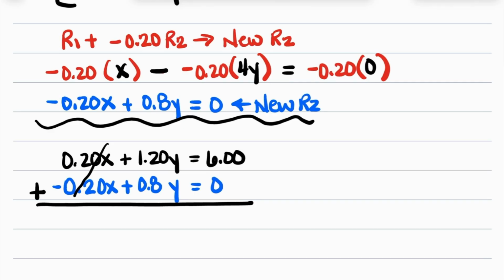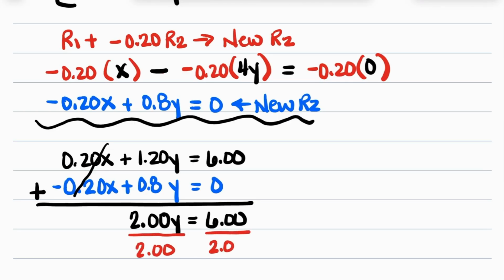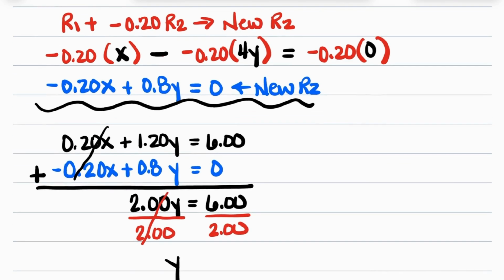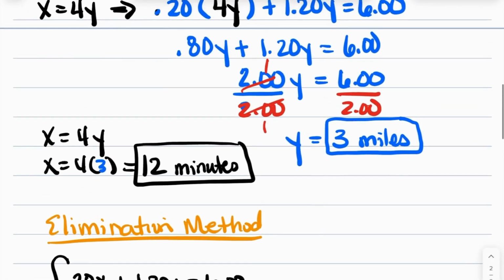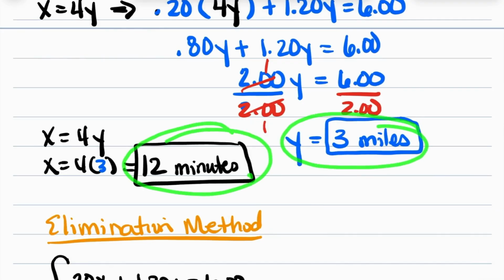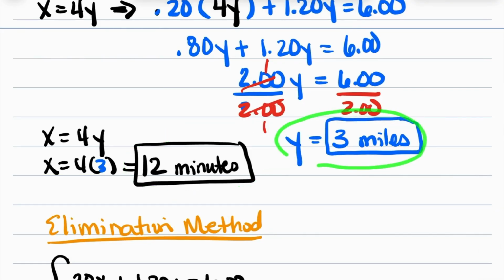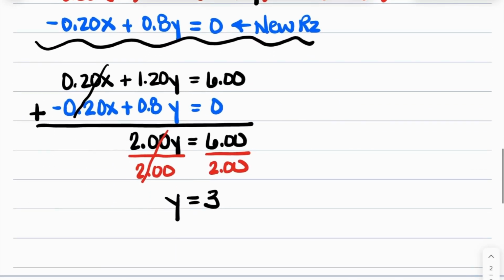Yeah, we'll do it like this. And that equals 6. Okay, and then we're going to divide both sides by 2 because remember we're solving for y. And when we divide both sides by 2, 2 divided by 2 is just going to be 1, and we're left with y equals 3. And the y is miles, and the x is minutes. And as you can see, we got the same thing using the substitution method. So no surprise there.